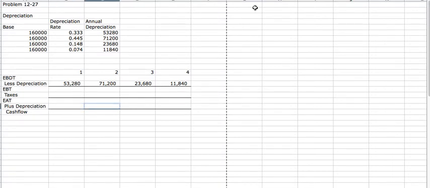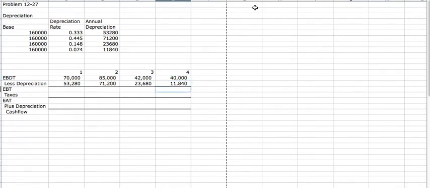Now, they gave us in the problem each year, year 1 through year 4, the stream of earnings before depreciation and taxes. So we're going to put that on our spreadsheet here. Earnings before depreciation and taxes: first year, $70,000. The second year is $85,000. Third year is $42,000, and the fourth year is $40,000.